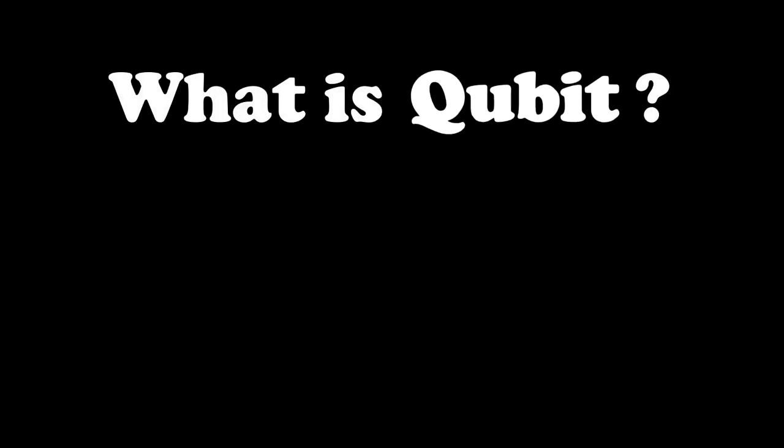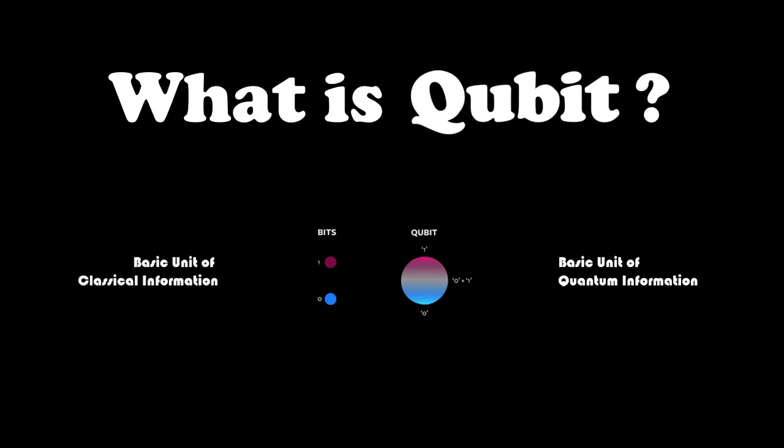Okay, first things first. What is a qubit? A qubit, quantum bit in other words, is the basic unit of quantum information. So from the definition, we can see that a qubit is the quantum mechanical analog of a classical bit, since a classical bit, by definition, is the basic unit of information in classical computers.